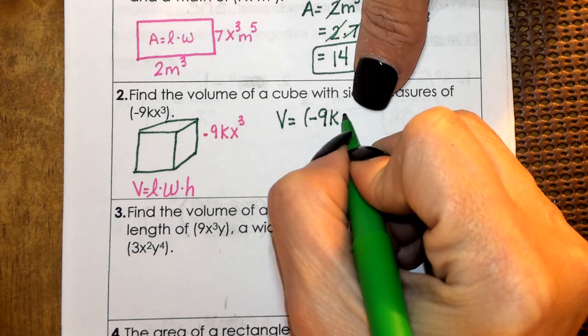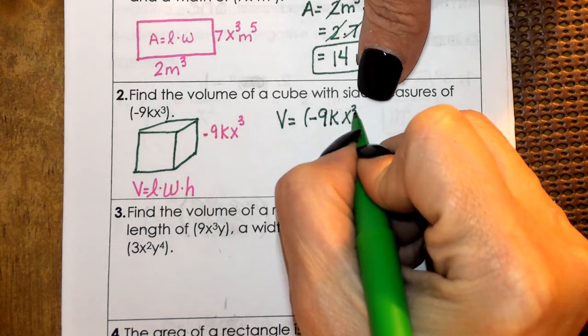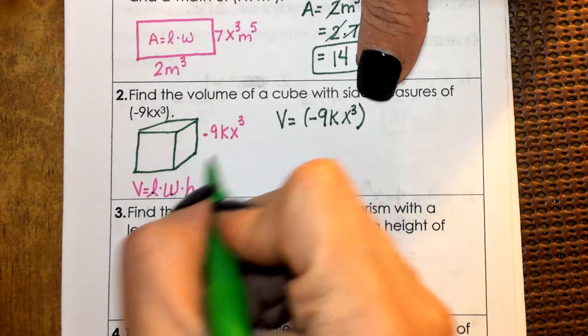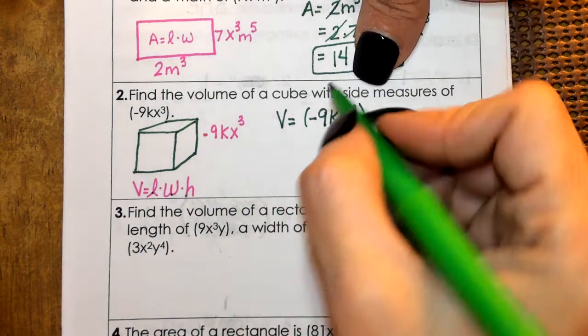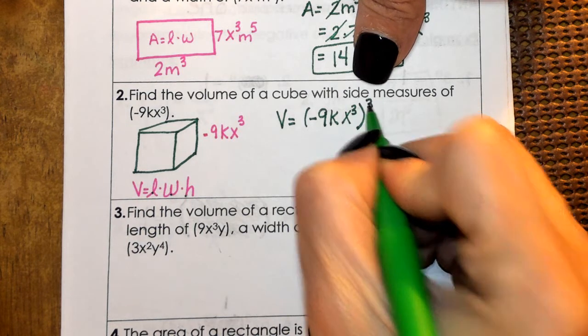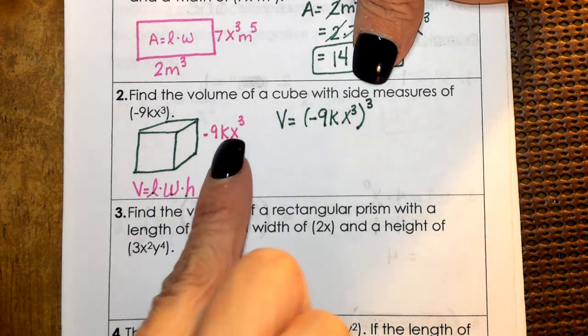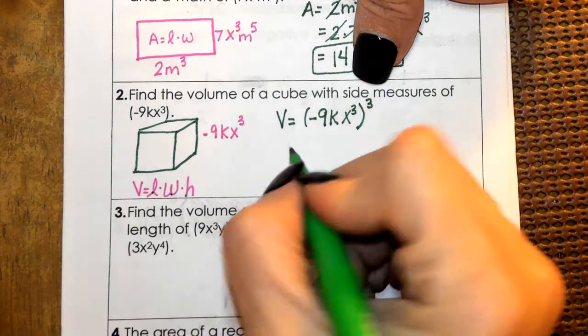Okay, negative 9kx to the third. Now, length times width times height. So there's 3 of them. So the way I'm going to do the shorthand notation is I'm going to put a 3 up there. I could have done this where I wrote this 3 times, but I didn't. All right, so here we go.